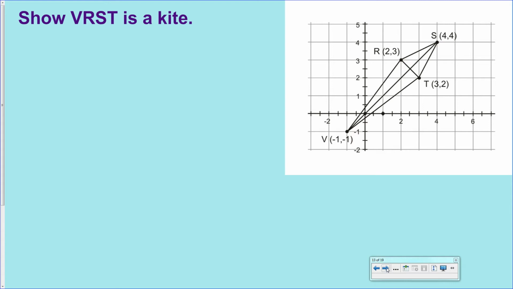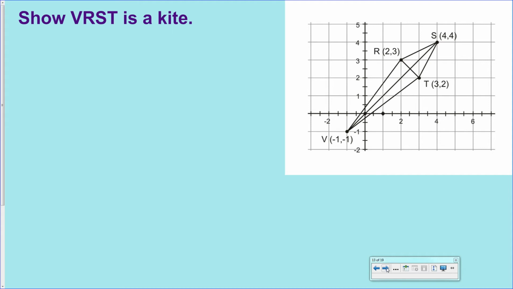Sounds simple. Show that VRST is a kite. Pause the video and see if you can determine exactly what conditions you must satisfy to show that something is a kite. To show something is a kite, you have to show that there's two sets of consecutive congruent sides, and you have to show that those two sets of congruent consecutive sides are not equal to each other, because we can't have any opposing sides equal to each other.